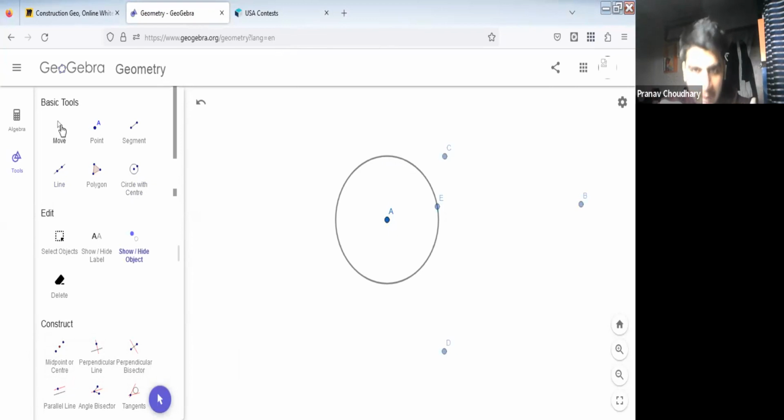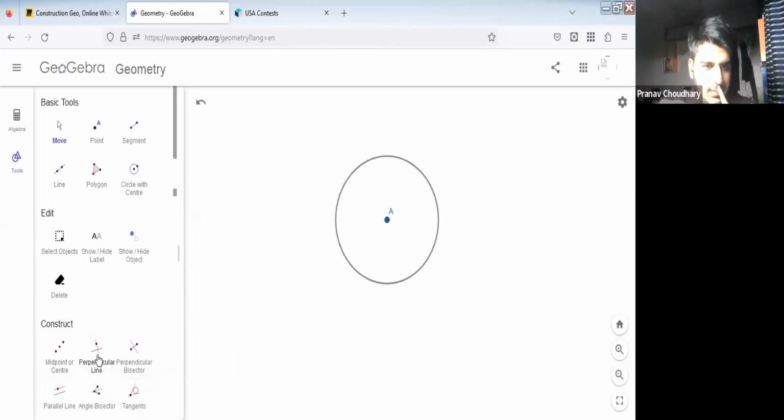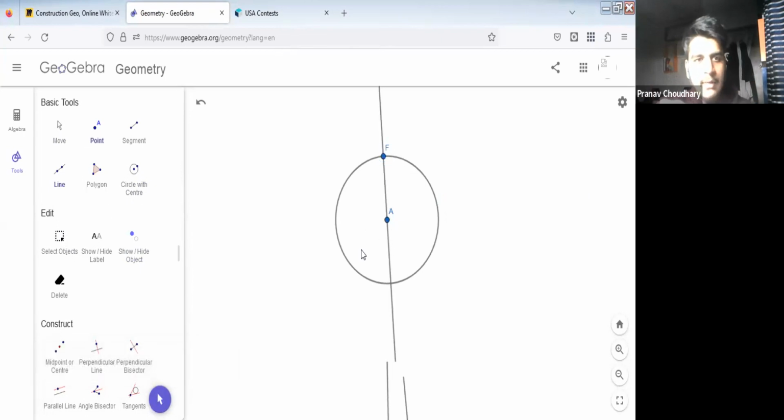Any chord's perpendicular from the center passes through the midpoint. Yes, that is a very good property. We'll use these two properties basically. So you have a line, like you take a diameter. It's the midpoint of the diameter.